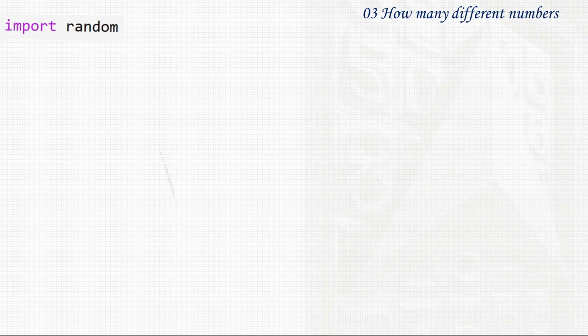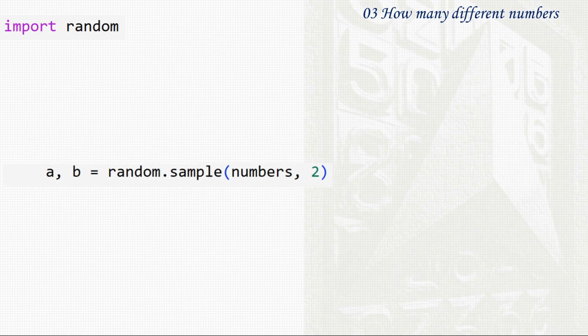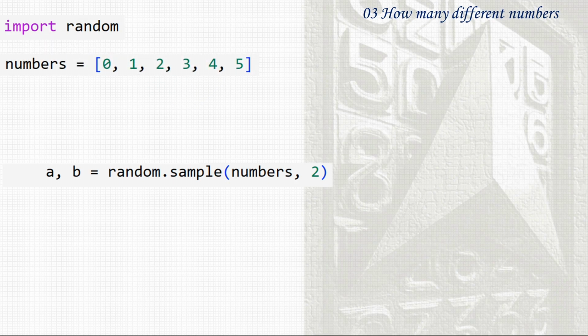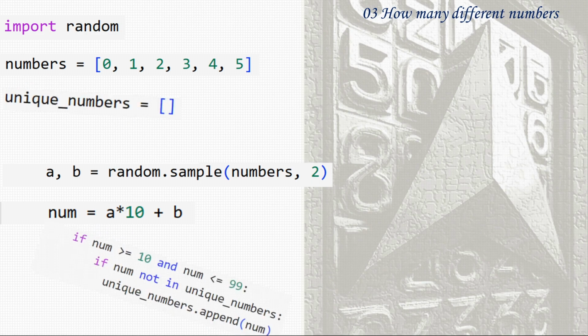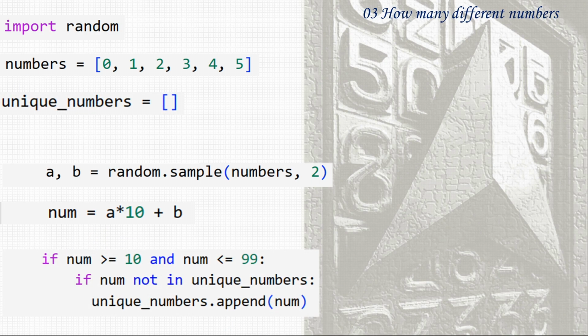Python solution. We will use the same algorithm template as in the previous 2 problems. We will randomly guess 2 digits from a list of 6 digits. We will add the digits to get a double-digit number. We'll check that we've really got double-digit numbers and put it in a list of unique numbers. In this way, we will sample 1,000 times.